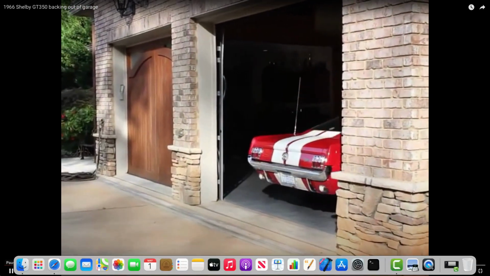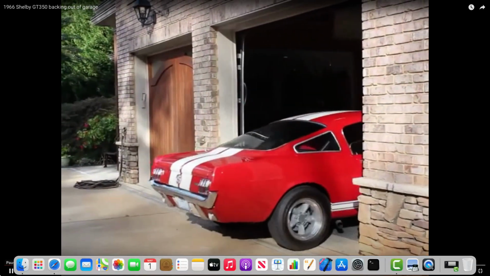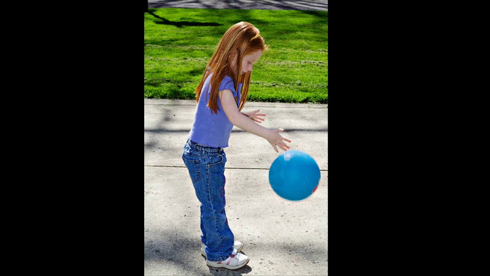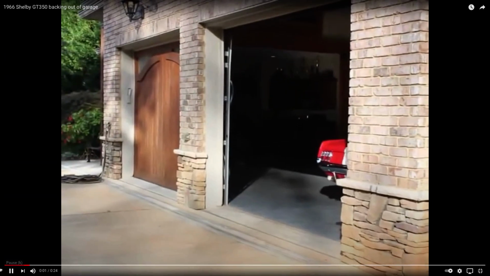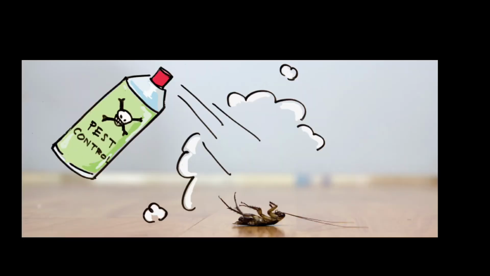So for instance, a car can be started and backed out of the garage. A ball can be picked up and bounced repeatedly. Bug spray can be aimed and released in the general direction of a pest. Starting the car, bouncing the ball, spraying the pest are all actuated by program statements.